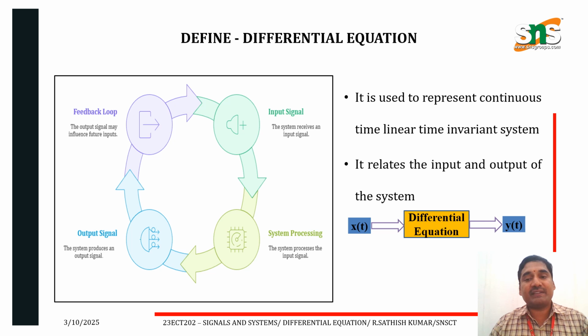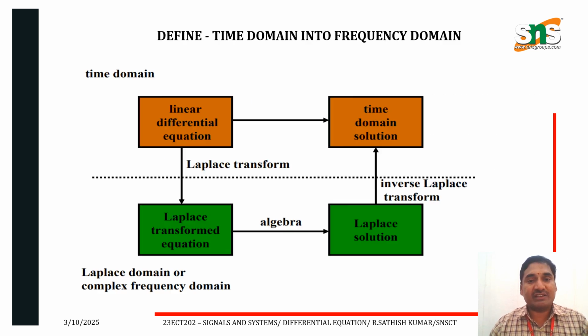It is used to represent a continuous time linear time invariant system. It relates the input and output of the system. When x of t is applied to the differential equation, it produces the output y of t. The system receives an input signal, then processes the input signal, and produces the output signal, and the output signal may influence future inputs. This is the major role of the differential equation.